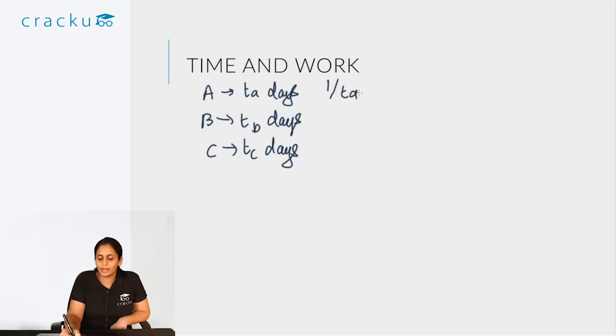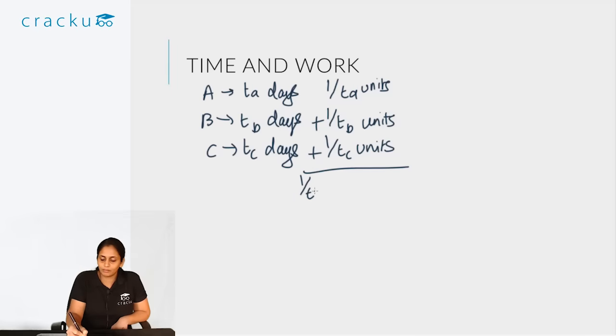So A does 1 by TA units of work per day. B does 1 by TB units of work every day. And C does 1 by TC units of work every day. When people work together, we sum up their efficiency. So I get 1 by TA plus 1 by TB plus 1 by TC as the combined efficiency.